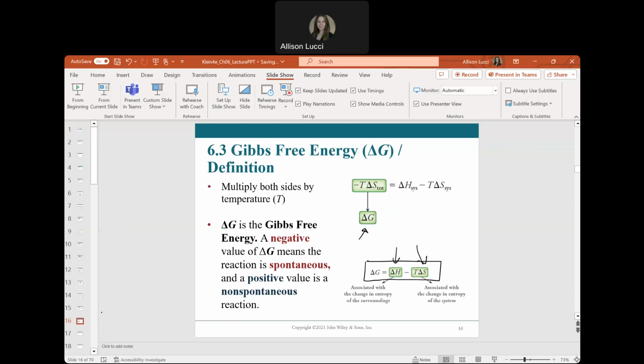term. So for our delta G, to give us a value that would be a spontaneous reaction, we would need to see a negative delta G. This you might have heard before. Again, in Gen Chem 2, you probably talked about negative delta G is a spontaneous reaction. And then a positive value for delta G will give us a non-spontaneous reaction.